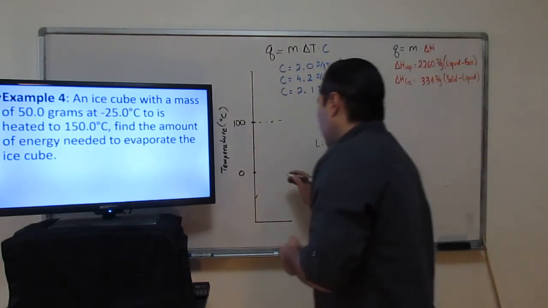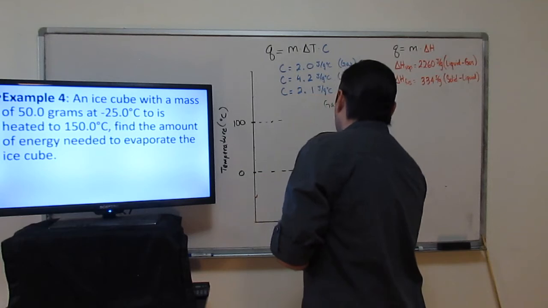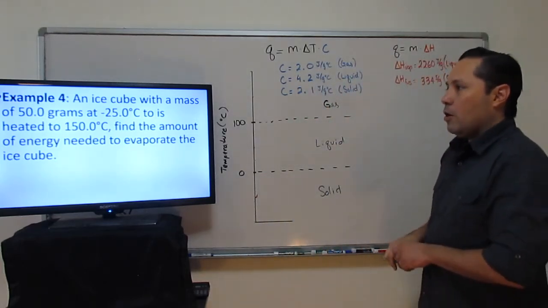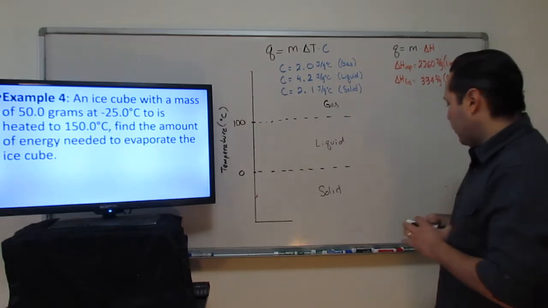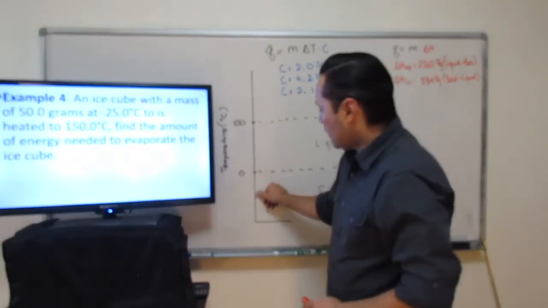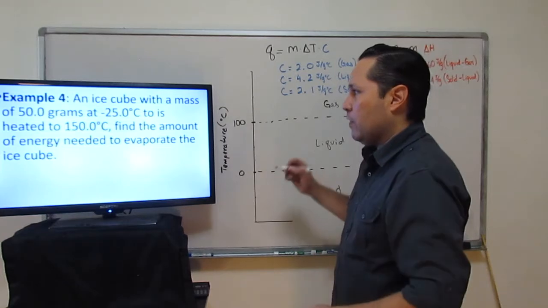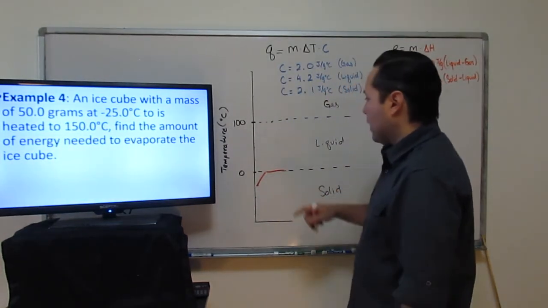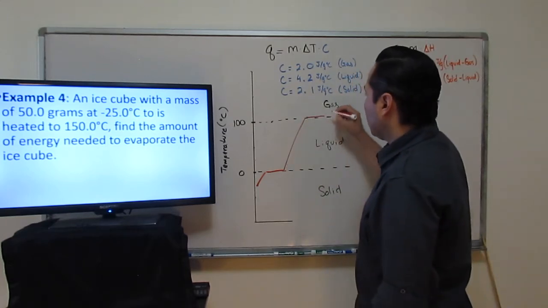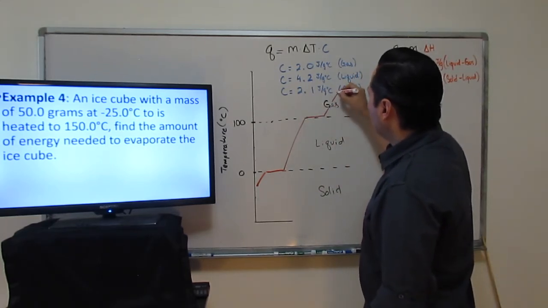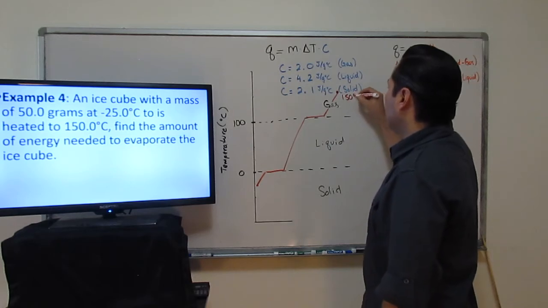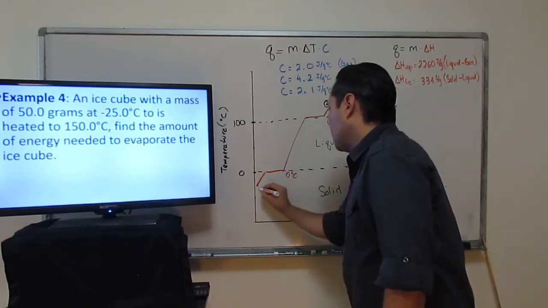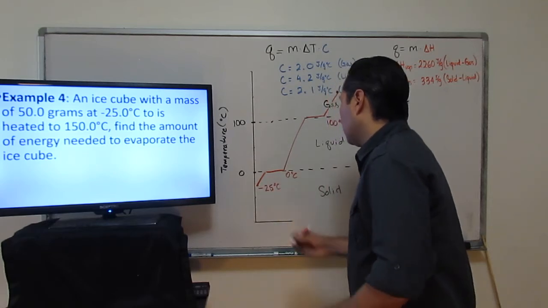All right, and again, we have 0 and 100 for gas, liquid, solid. In this problem, we begin with negative 25. I'm going to guess that's somewhere around here, negative 25, and go up to 150. So negative 25, again, it goes flat here, goes up, it goes flat again, and 150, we're going to say somewhere around here. 150 degrees Celsius, here's 100, 0 degrees Celsius, and negative 25 degrees Celsius.